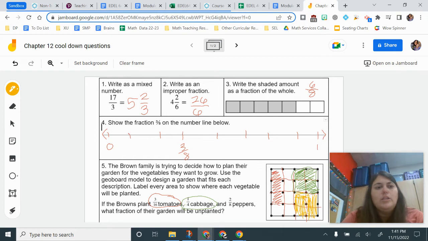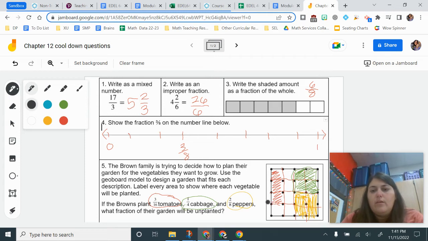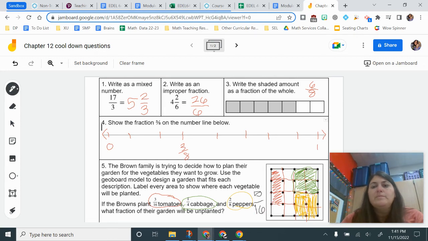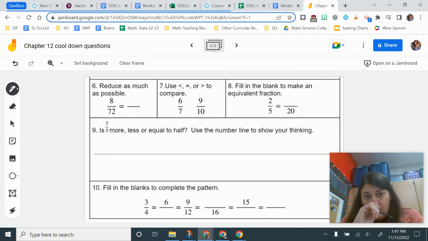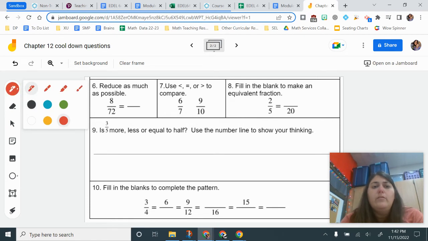Okay, and so then our question, there's our peppers. Our question's asking what is unplanted. So then I have 5/16, it looks like, that are not planted. Okay, moving right along. Number 6. Reduce as much as possible. Well, I know that I can divide both of those numbers by 8. 8 divided by 8 is 1, and 72 divided by 8 is 9. So 1/9.